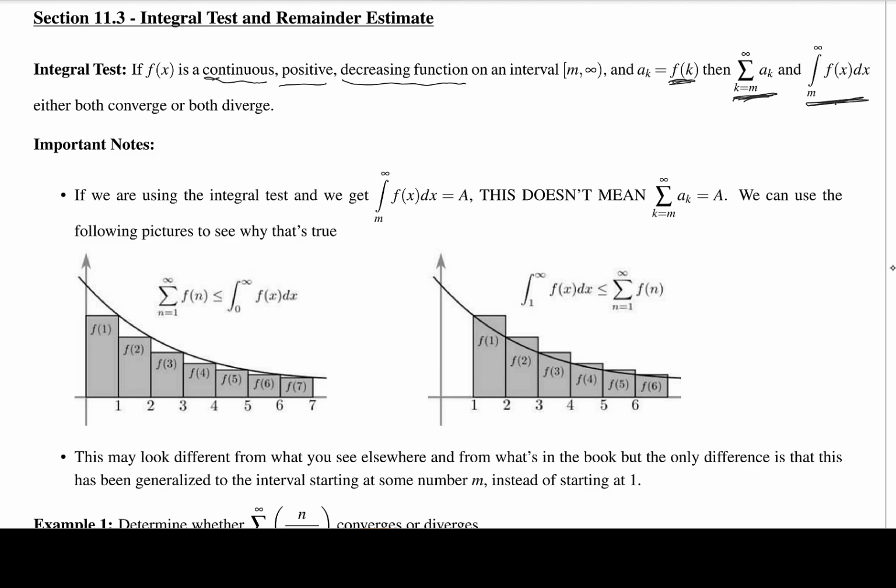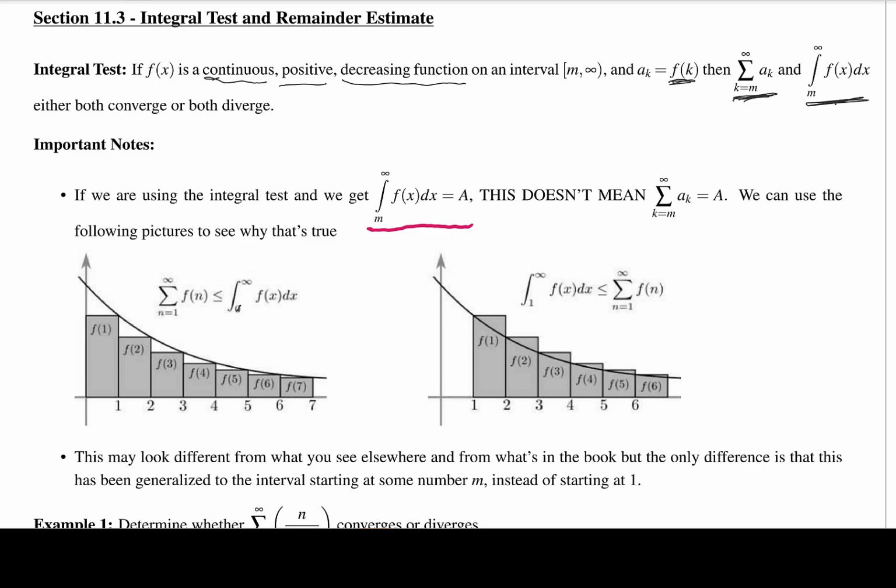Alright, so if we're using the integral test and we get that this integral is equal to a, this does not mean that the sum is equal to a. All the integral test says is that they either both converge or they both diverge. It does not mean that they're equal. Let's look at an example of why this is true.